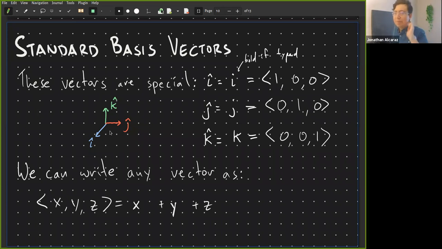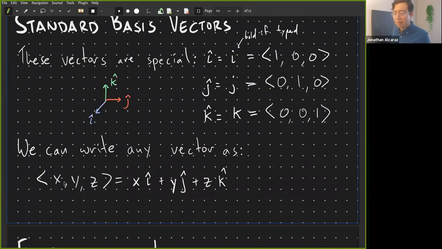And what it means to be a basis is that we can write any vector like this, any X, Y, Z, you can write it as X times I, Y times J, and Z times K. Now remember, the confusing thing here is I, J, K are vectors, X, Y, Z are numbers or scalars, right? So this is scalar multiplication, and that gives you these 3 vectors, and you add them together, and it gives you this.